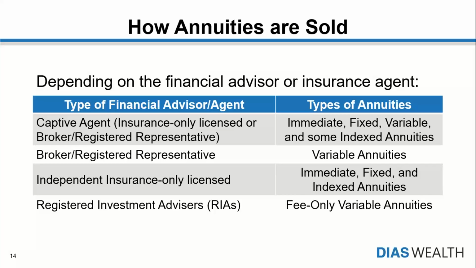So how are they sold? If you get nothing else from this webinar, know this slide. This slide is going to help you out a lot of times. Depending on the financial advisor or the insurance agent, you really can break it down into 4 different categories. You have your captive agent, which is your insurance only license. They can also be a broker or what they call a registered representative.